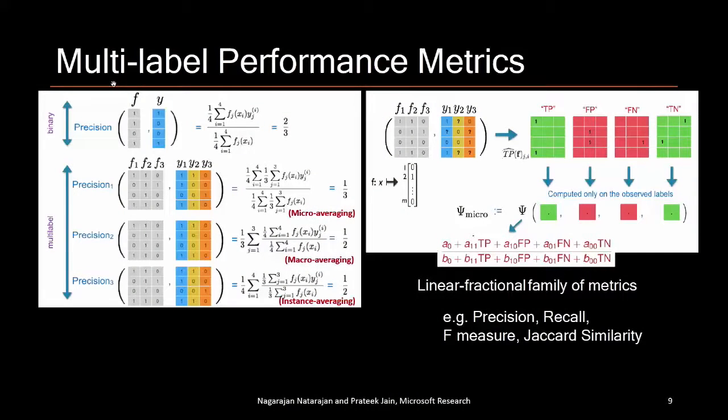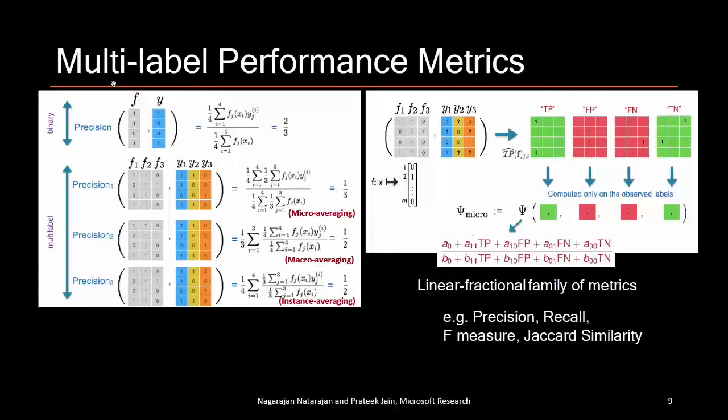We are going to focus our attention on a family of metrics that we have been studying in the past, again in the context of multi-label learning. One thing about multi-label learning is that there's no unique way of defining metrics. For example, on the left I have this figure where, in binary classification, if you have a set of predictions given by F and a set of ground truth, the blue vector given by Y, then precision is uniquely defined.